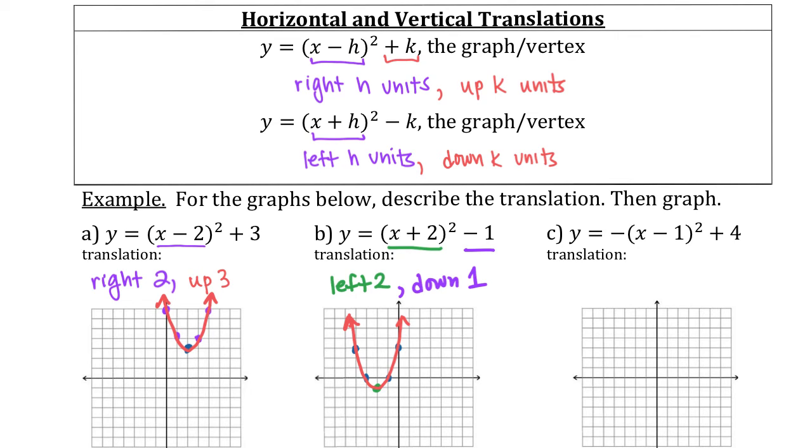Let's go ahead and move to C. There is a negative in front on this one, which tells me it's going to open in the downward direction like the second parent function, but it doesn't affect the way the vertex is going to move. So let me look at that first. In parentheses, I have x minus 1, which means it will go right 1. At the end, I have a plus 4. The number by itself means up or down. In this case, it's going to go up 4. So I'm going to go ahead and start. My vertex is normally at 0, 0, but I'm going to move it right 1, up 4.